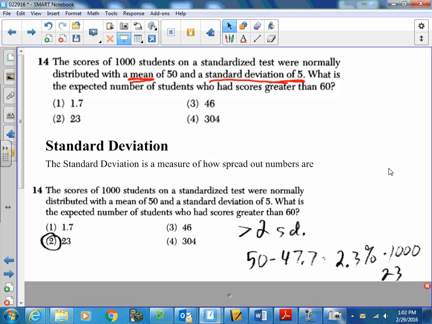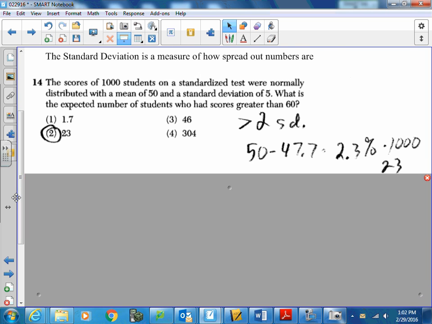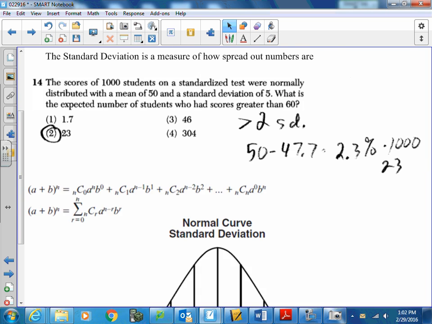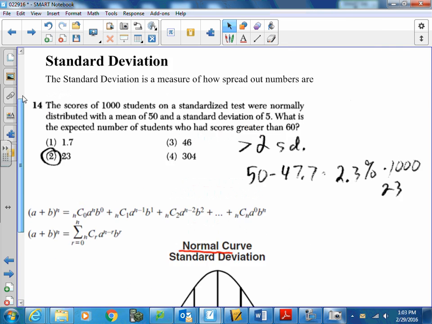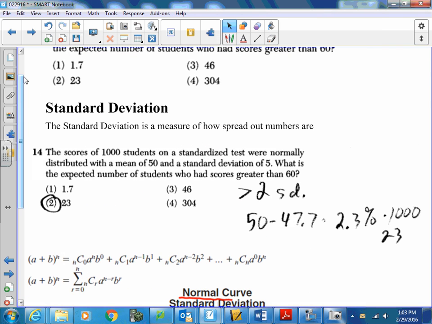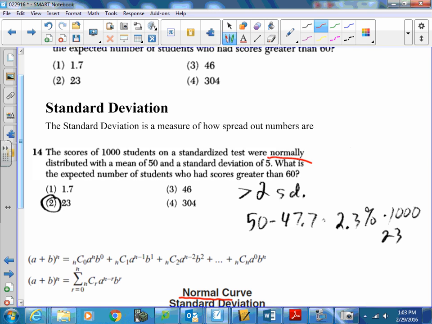So the answer is number 2. So the fact you have 1,000 students and you have a standard deviation of 5, and how many had scores greater than 60? Well, in order to do this problem, you have to look in the back of your test when you took the test, or whenever you take one of those Algebra 2 tests, you have this. It's a normal curve standard deviation chart. And that's why they tell you up here that the tests were normally distributed. So you can go ahead and use this chart.